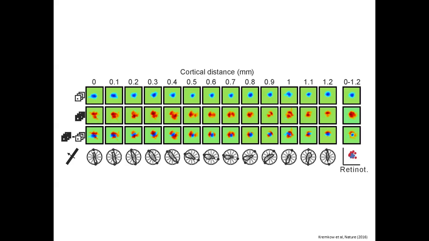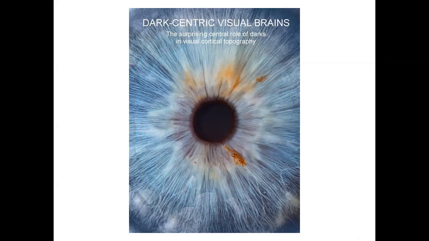The polar plots at the bottom illustrate the preference for the stimulus orientation of each cortical point, up and down at 0 millimeters, left at 0.6 millimeters. Finally, the scatter plot at the bottom right shows the centers of the strongest responses to darks in blue and lights in red. We notice that the dark-centric representation of visual space in the brain is reminiscent of the entrance to the visual pathway, a central dark pupil surrounded by a brighter iris.